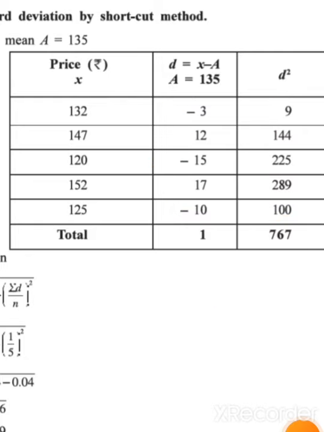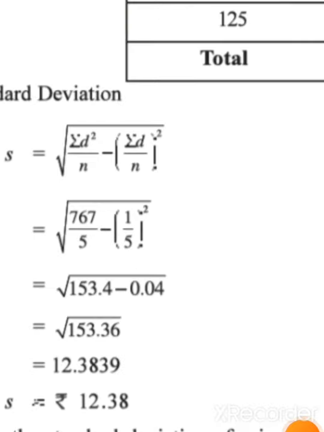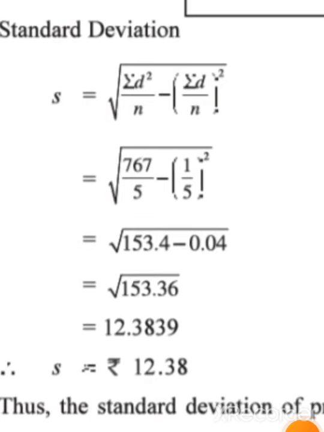So now we will see how this could be calculated. Over here into the formula, I will just zoom it out for you. You will have these values written. So this is the formula as we have discussed. For sigma di square, we have seen the total has come to 767, divided by the total number of observations, the total number of share prices given, which is 5. Sigma di, we have seen the total has come to 1, divided by 5 again, whole square. So just solve it out internally. 767 divided by 5 will give you 153.4 minus 1 divided by 5.